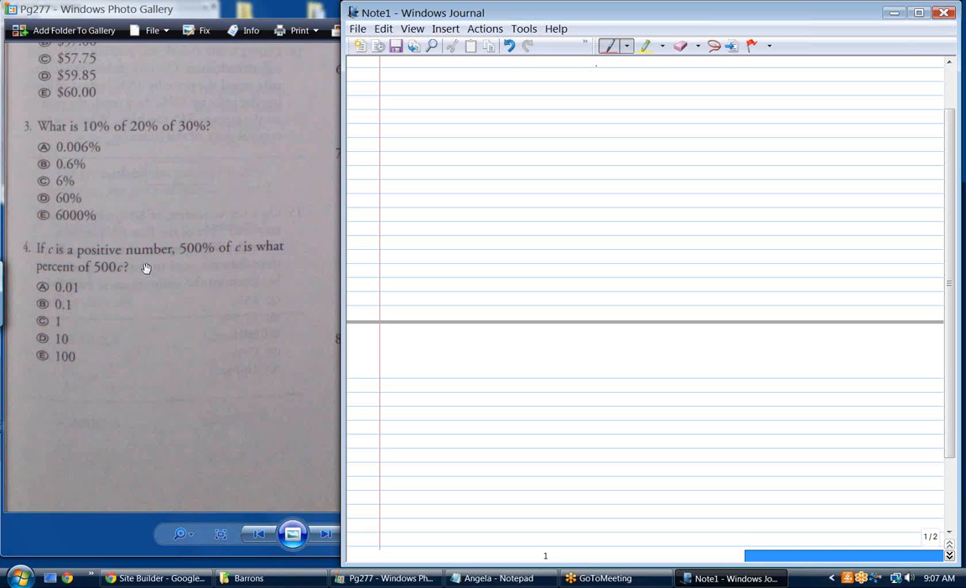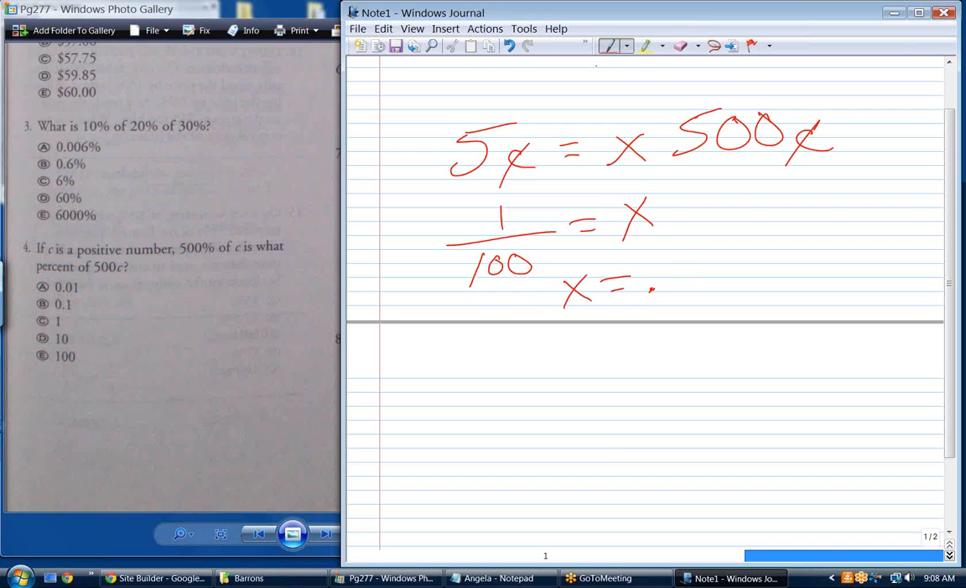Okay, 500% of C is 5C, equals what percent of 500C? Well, the C's cancel. X is equal to 5 divided by 100. So that looks like X is 0.01. But they want what percent. If X is 0.01, that's 1%.